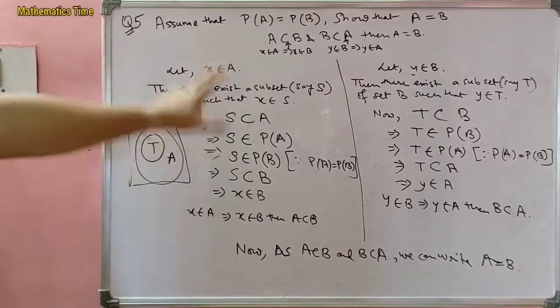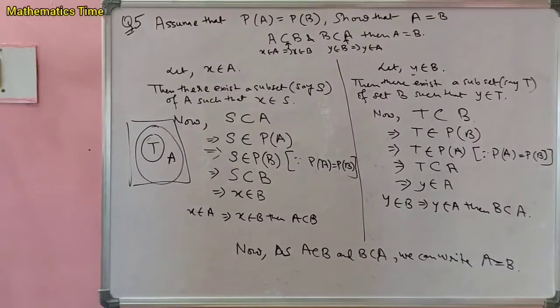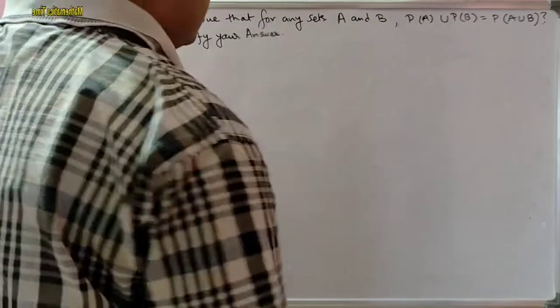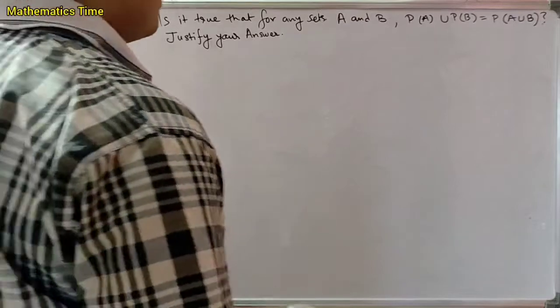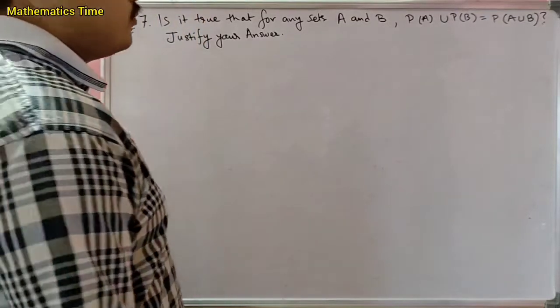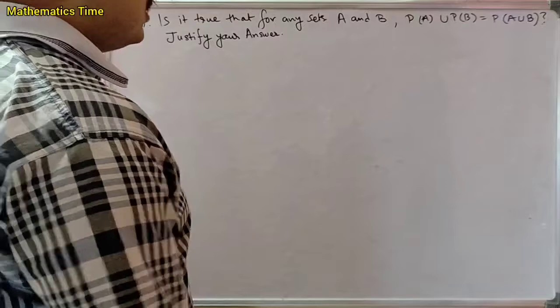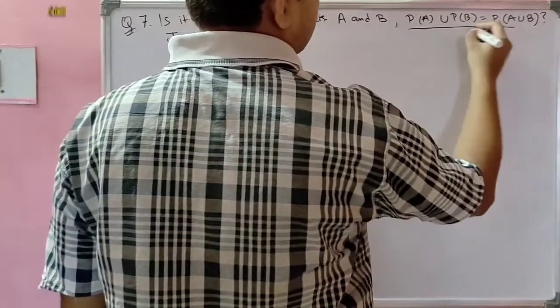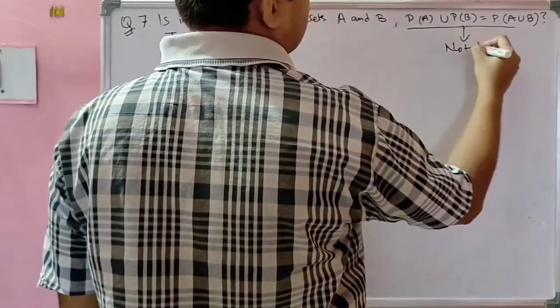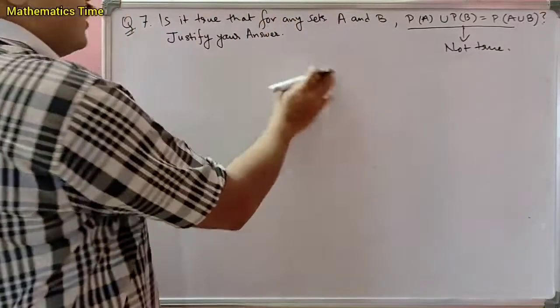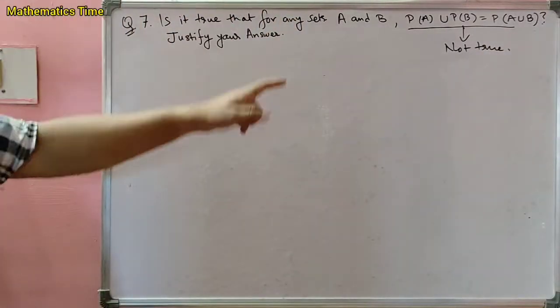We planned the problem and we solved it by the planning. Okay, this is how we can solve this type of problem. So is it true for any sets A and B that the power set of A union the power set of B equals the power set of A union B? Is it true? This statement for any sets is not true. So we have to justify our answer. This statement is not true.